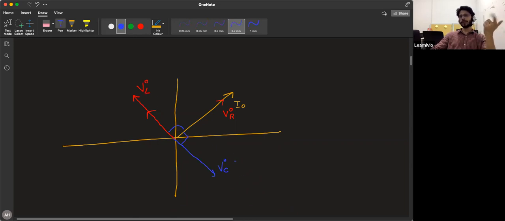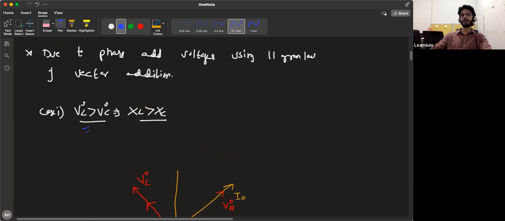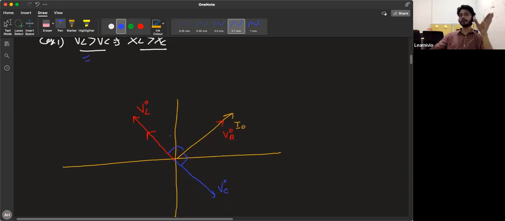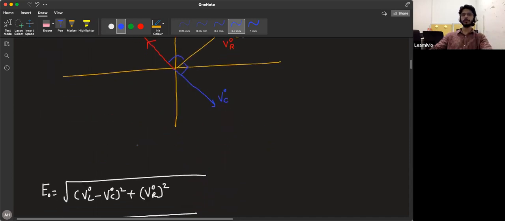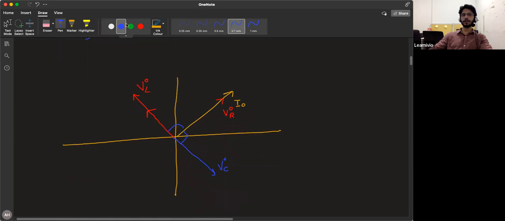See, V naught L and V naught C are acting in opposite directions, so they get subtracted. You can either write V naught L minus V naught C, or V naught C minus V naught L. We will write V naught L minus V naught C if V naught L is greater than V naught C. We divide this derivation into two parts. In the first part, I'm assuming that V naught L is greater than V naught C, meaning the voltage across the inductor is greater than the voltage across the capacitor. So V naught L and V naught C are in opposite phases, so I just subtract them. The voltage is V naught L minus V naught C. So first I solve V naught L and V naught C. Now I have to add this V naught L minus V naught C and V naught R.